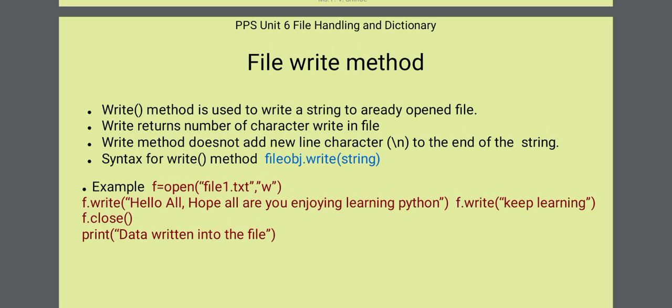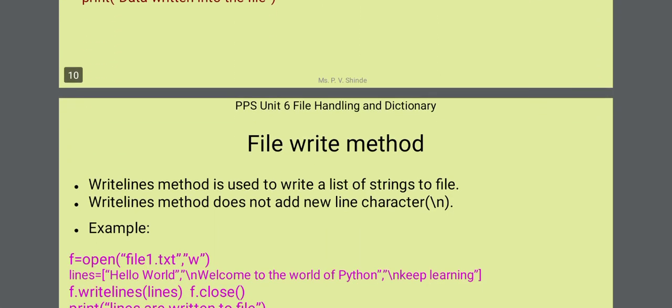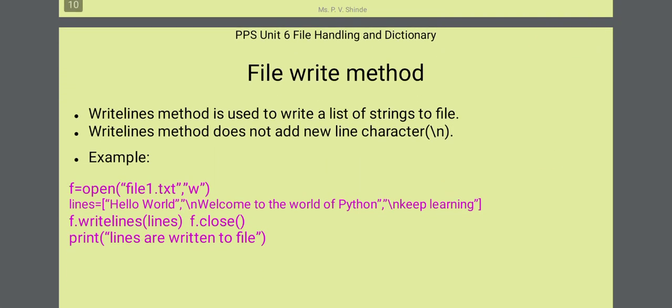Okay, so very simple one, the write method. The next one is nothing but the writelines method. So what is the writelines method? The write method will write a single line. Writelines will write multiple lines, or multiple strings, or a list of strings to the file. The writelines method does not add a new line character. We will see what that means in the next one.